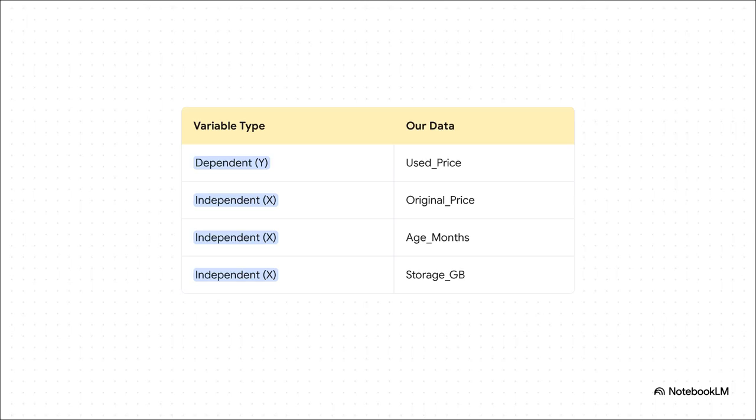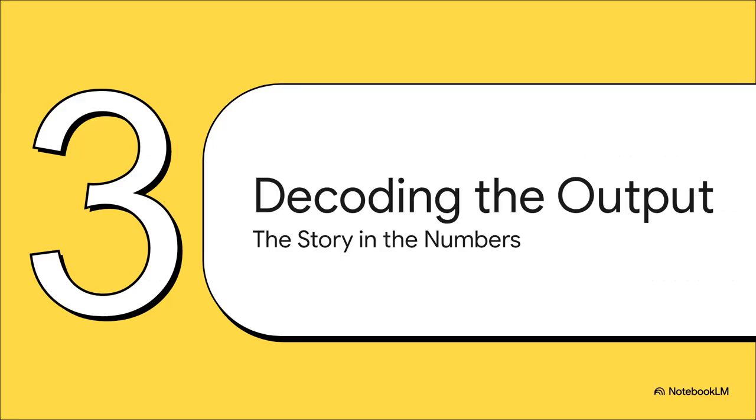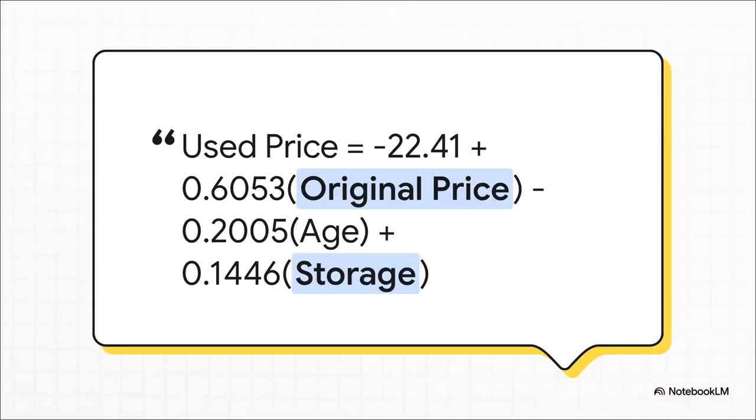Simple enough. And what are the ingredients, our X variables, that we're going to use to predict it? Well, we're picking three. The phone's original price back when it was new, its age in months, and its storage size in gigabytes. Seems pretty logical, right? Okay, so we took a bunch of data for 150 used phones. We fed it into our statistical program, and now it's time to decode what it spit out. This is where the story hidden in the numbers really comes to life. And here it is. This is our secret recipe.